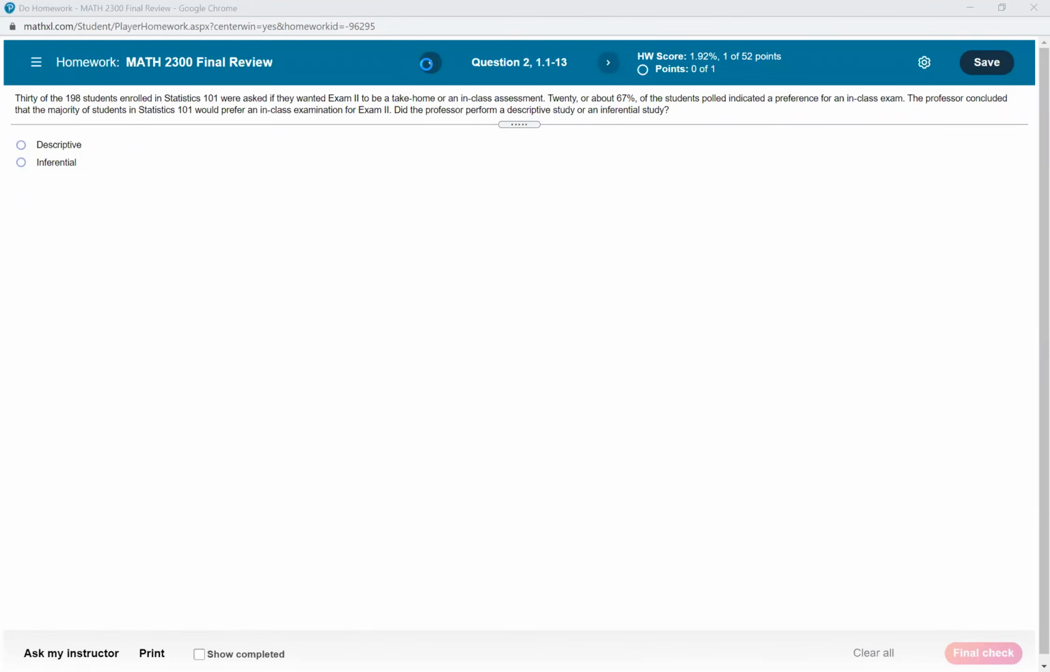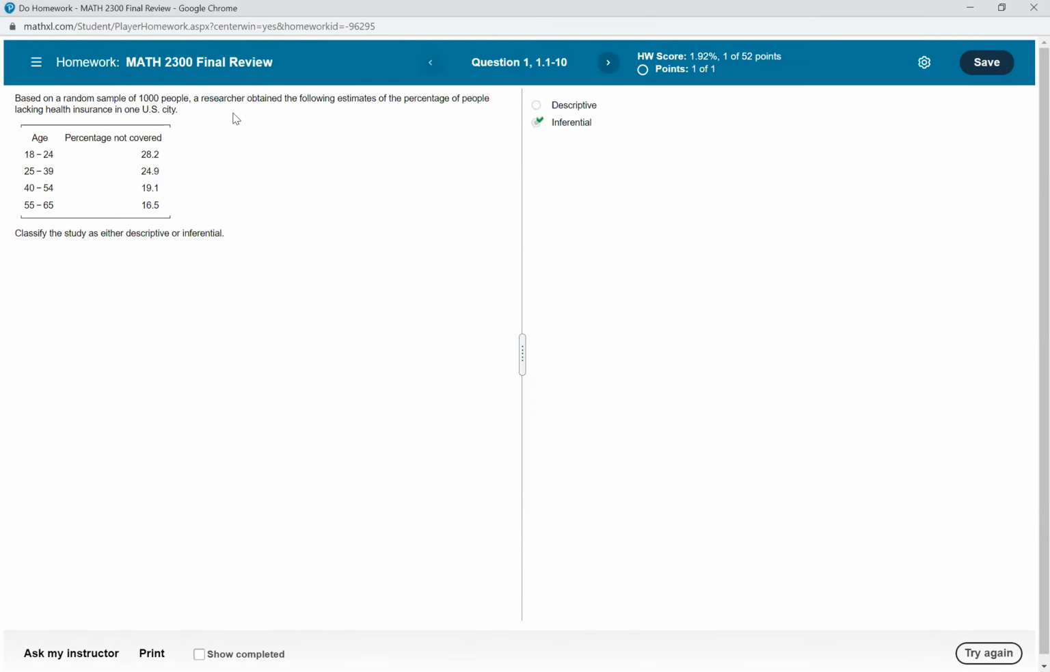The first question is a little bit confusing to me, because based on a random sample of 1,000 people, a researcher obtained the following estimate of the percentage of people lacking health insurance in one US city. The researcher obtains the estimate and makes inference about people lacking health insurance in one US city, and they are making this inference based on a sample of 1,000 people. That's why this is inferential statistics, not descriptive.